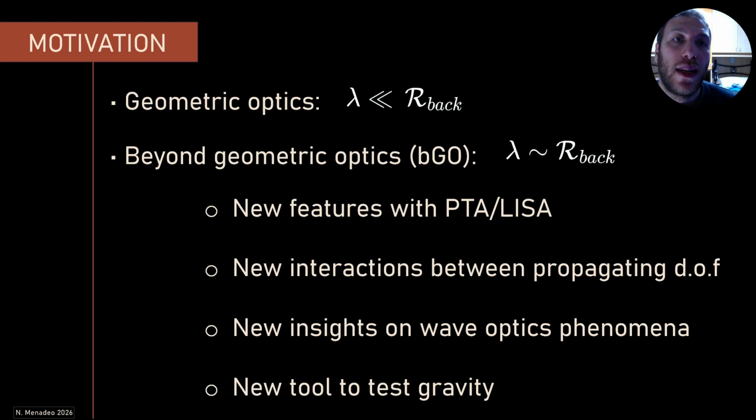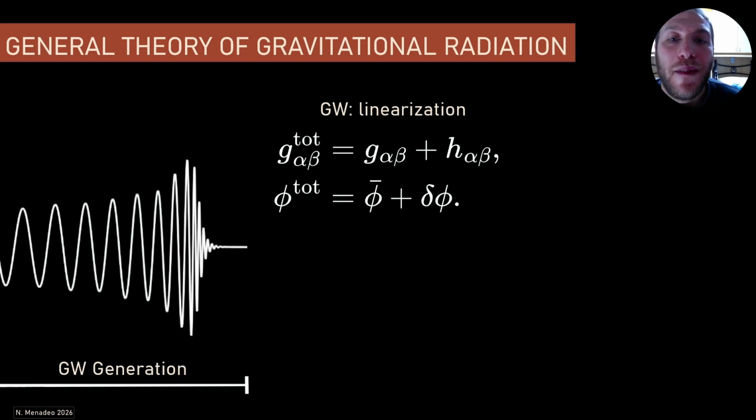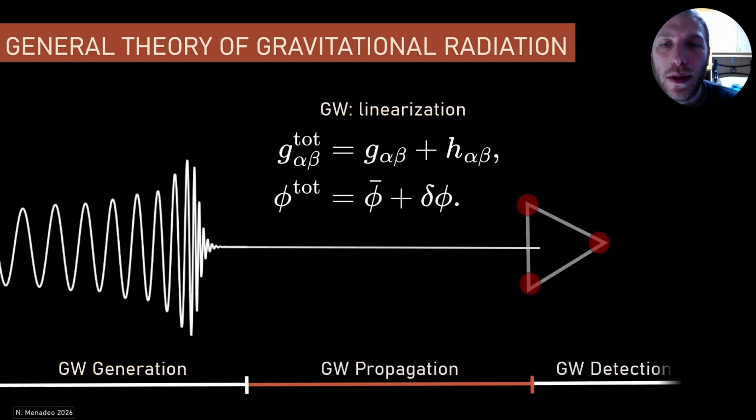In this kind of scenario, we could unlock new features like new interactions and mixing between the propagating degrees of freedom, new insight on wave optics phenomena, and as a result, a new tool to test gravity. Now, let me begin by emphasizing that the story of gravitational waves in general can be mainly divided into three main stages: generation, propagation, and detection.